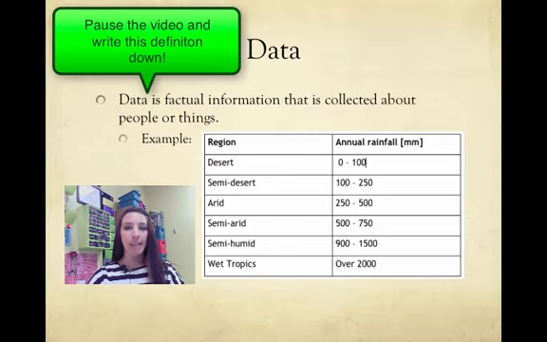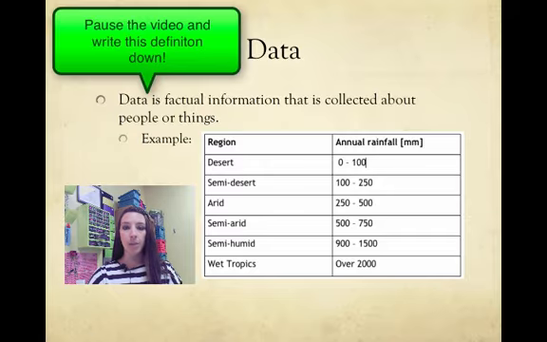So first of all, data, and you should write this down in your notes, is factual information that is collected about people or things. So an example of that would be this chart here. I have all the rainfall in different regions of the world over the course of a year, and they're in millimeters. So just based on this data collection, we can see that deserts get much less rainfall than the wet tropics do. And that's what data is.